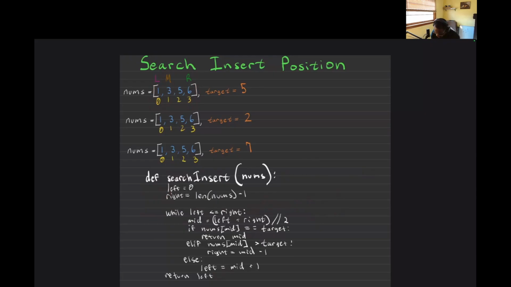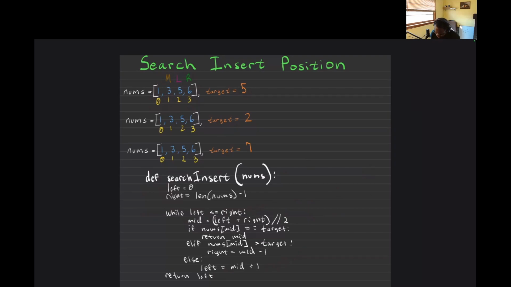Mid is equal to left plus right, 4 division by 2, so mid is here. All right, if nums of mid is equal to the target? 3 is not equal to the target, okay? So if nums of mid is greater than the target, this is not greater than the target either, but it is less than it, so we say left is equal to mid plus 1.